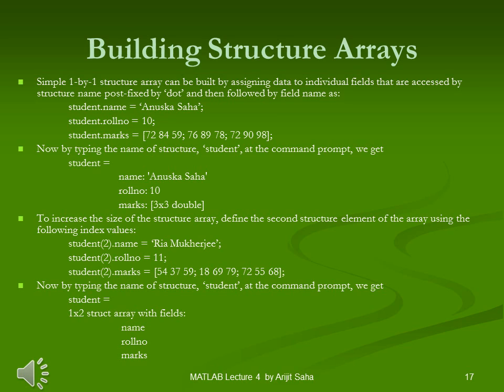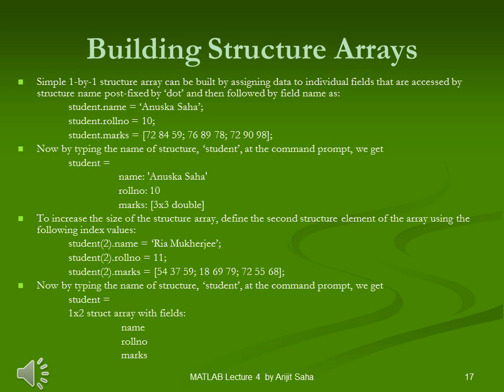So student name, how we will write: student.name equal to Anushka Shah. Student.roll number equal to 10. Student.marks equal to the marks we want to specify, like 72, 84, 59 with semicolon, 76, 89, 78 with semicolon, 72, 90, 98. Now, by typing the name of the structure, student, at the command prompt, we get student equal to name Anushka Shah, roll number 10 and marks, which shows how many marks there are, 3 by 3 and double format.